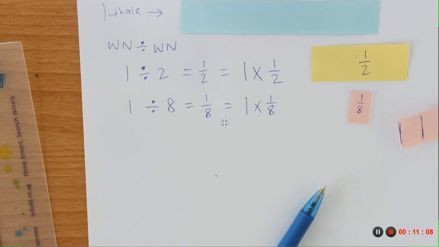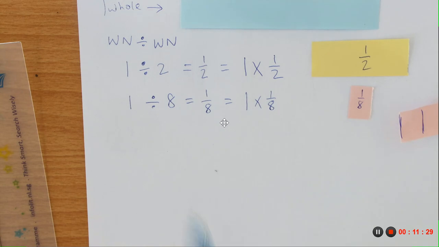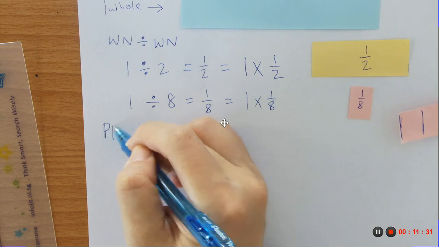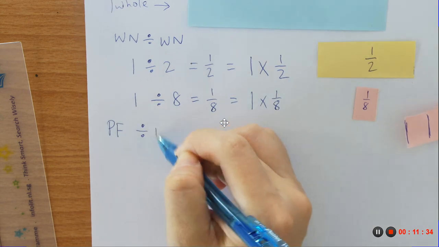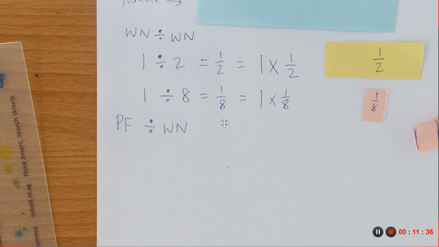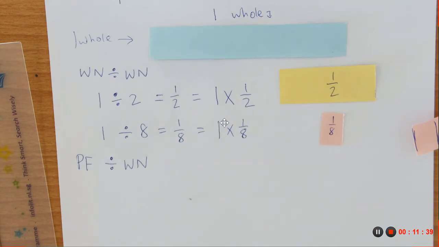Okay. Is this okay? Moving on. So whole number divided by whole number, is it okay or not? Can. So far can? Okay. I want to move on already. I want to move on to a proper fraction divided by a whole number. Are you with me? I'm wondering whether you are able to follow and catch up.